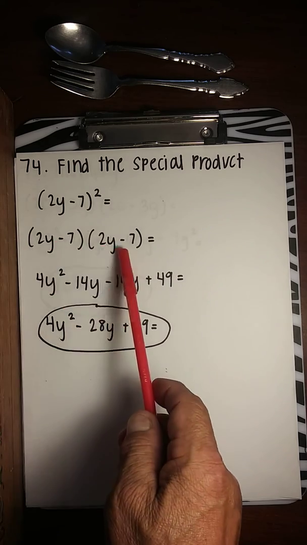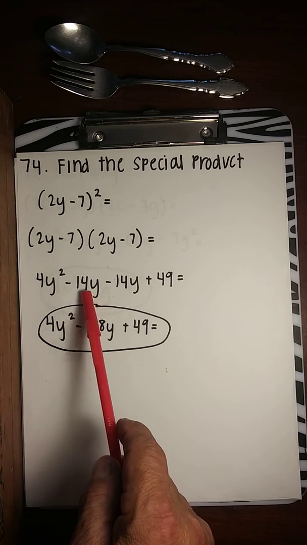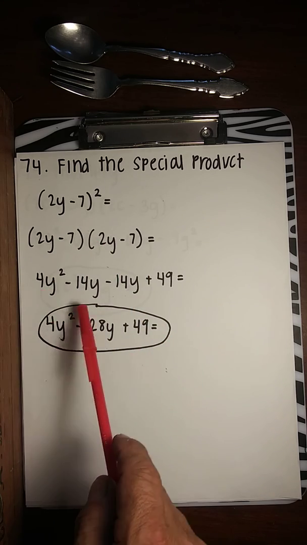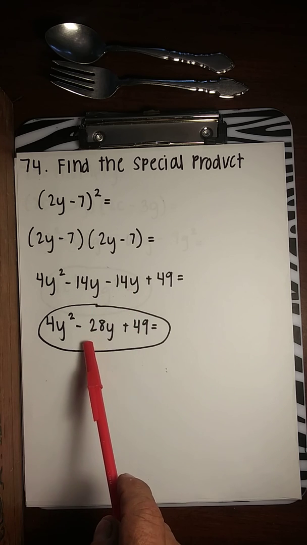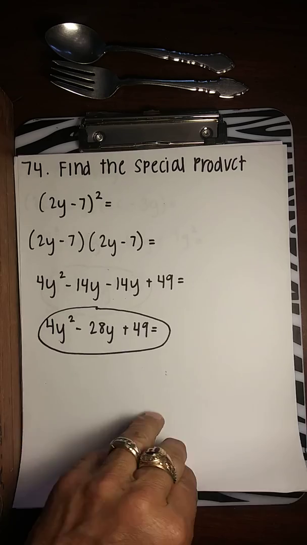2y minus 7, 2y minus 7 twice. So 2 times that is 4y squared. That times that is negative 14y. Negative 14y plus 49. So 4y squared, this is going to be a negative 28y plus 49. 4y squared minus 28y plus 49.